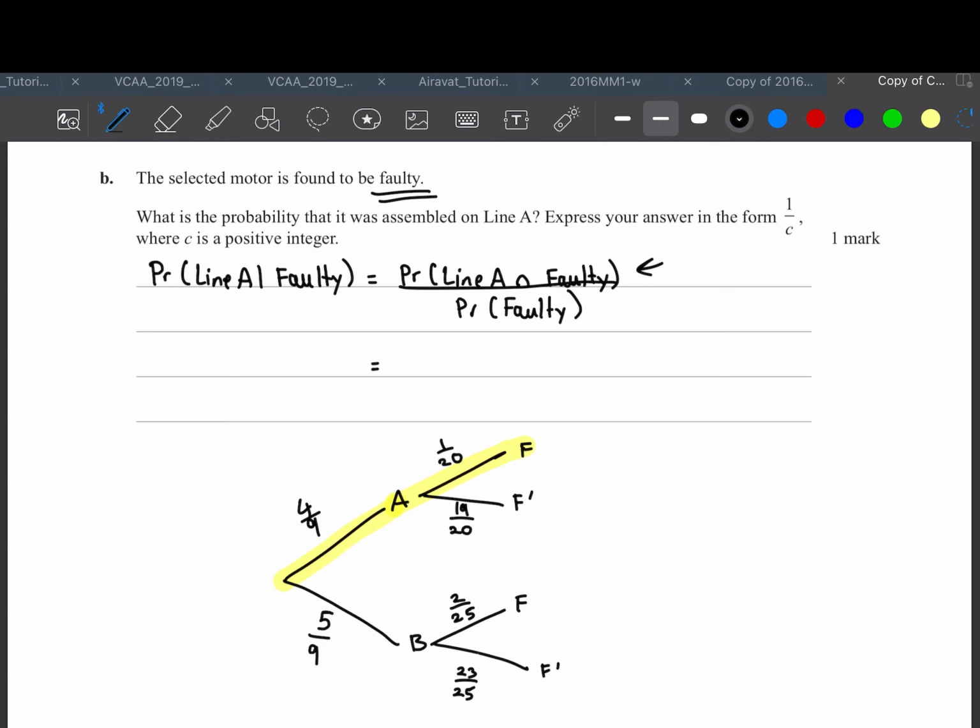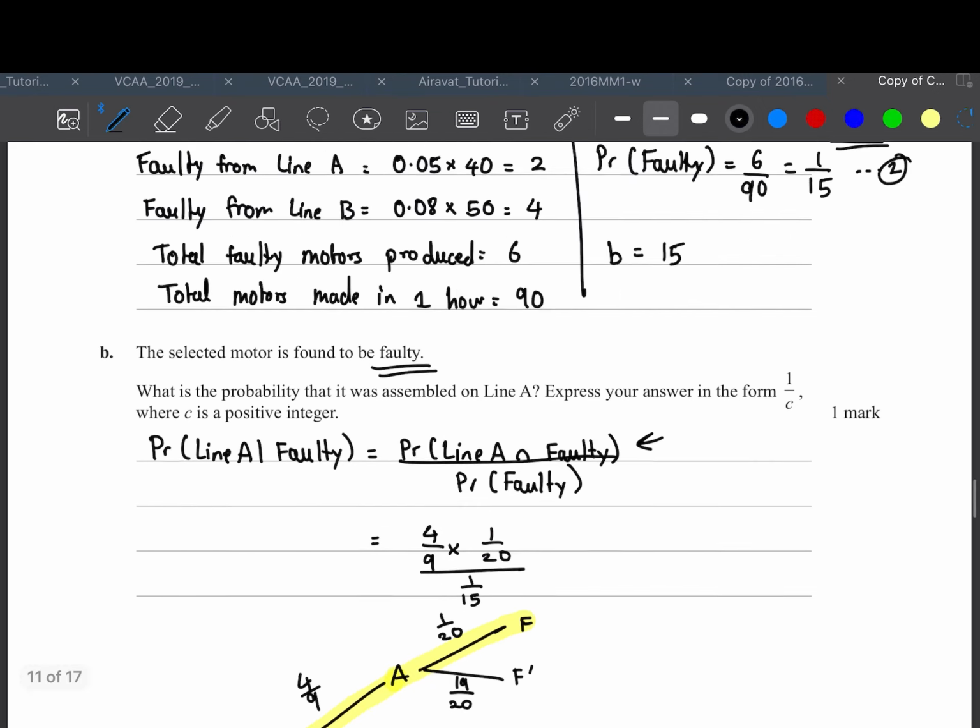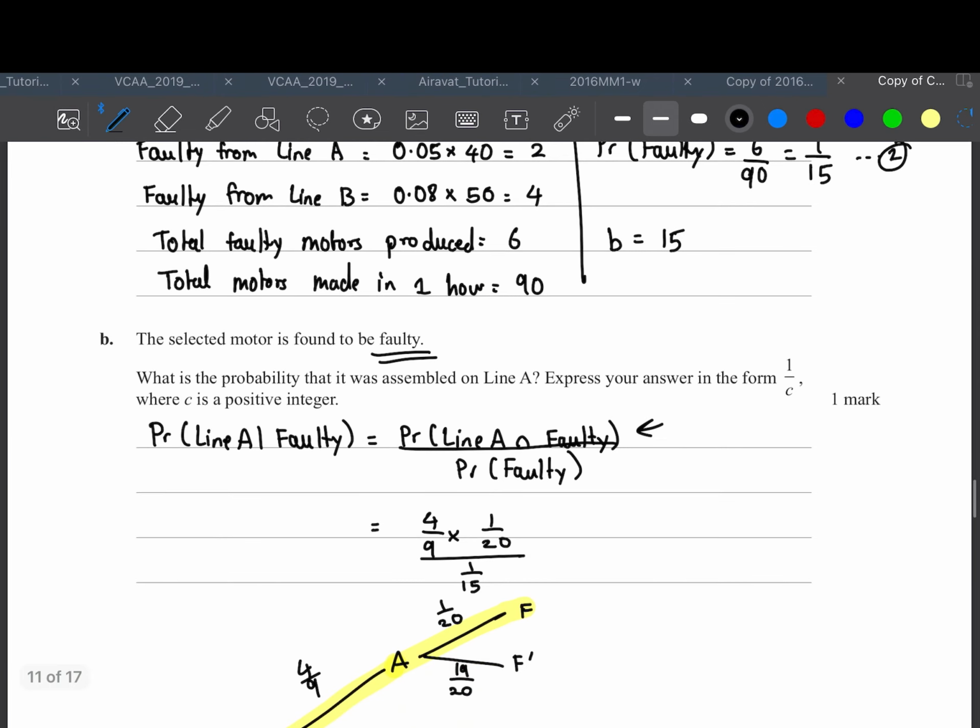So now this is just saying that 4 over 9 times 1 on 20, divide the whole thing by probability of it being faulty, which we already calculated to be 1 on 15 in the previous question. And now this will become, so 4 and 5, so this is just going to be 1 on 45 divided by 1 on 15, which is going to be 1 on 45 times 15, which is going to be 1 on 3. So that's our answer. Now 1 mark is just for correct answer over here. Alright.